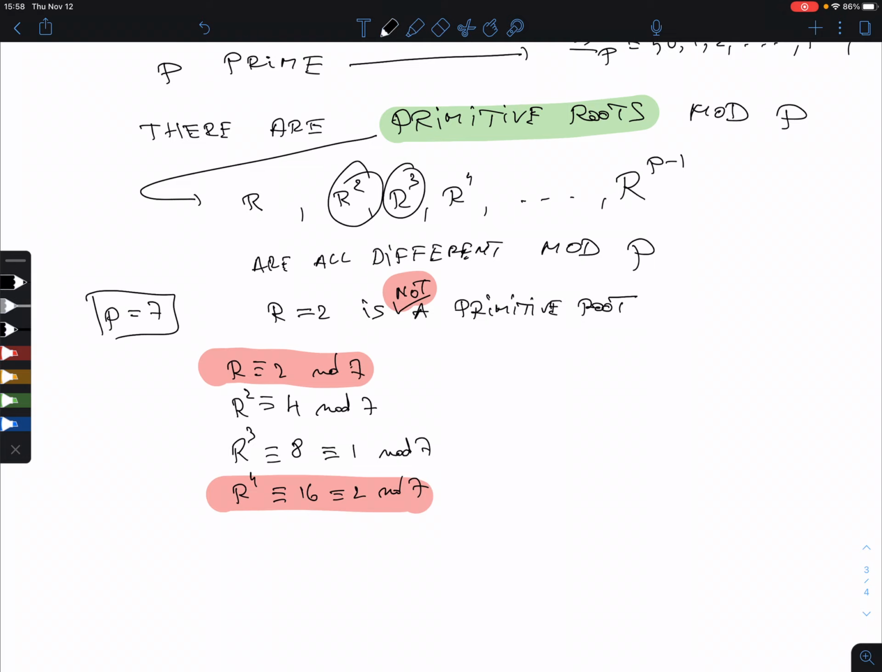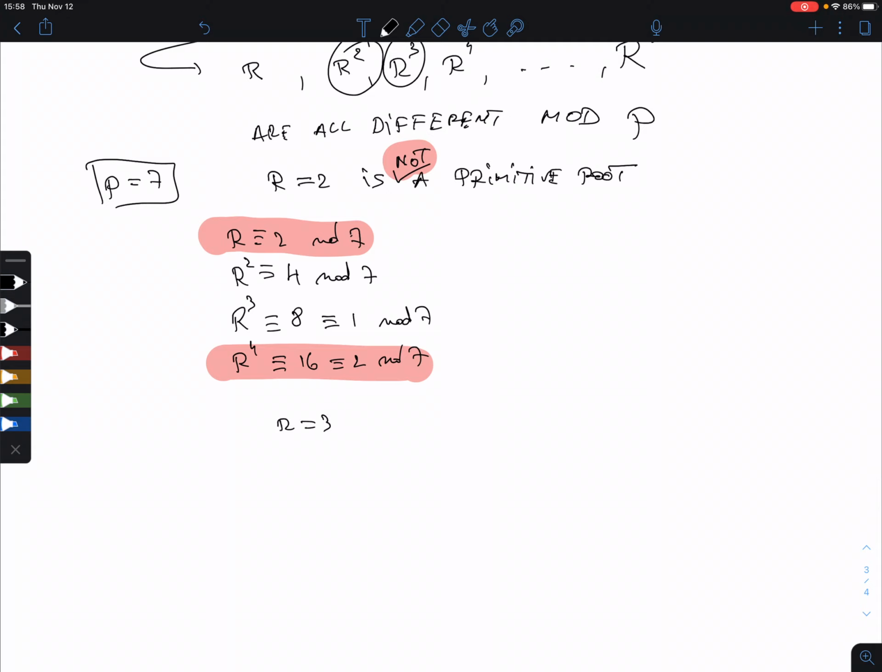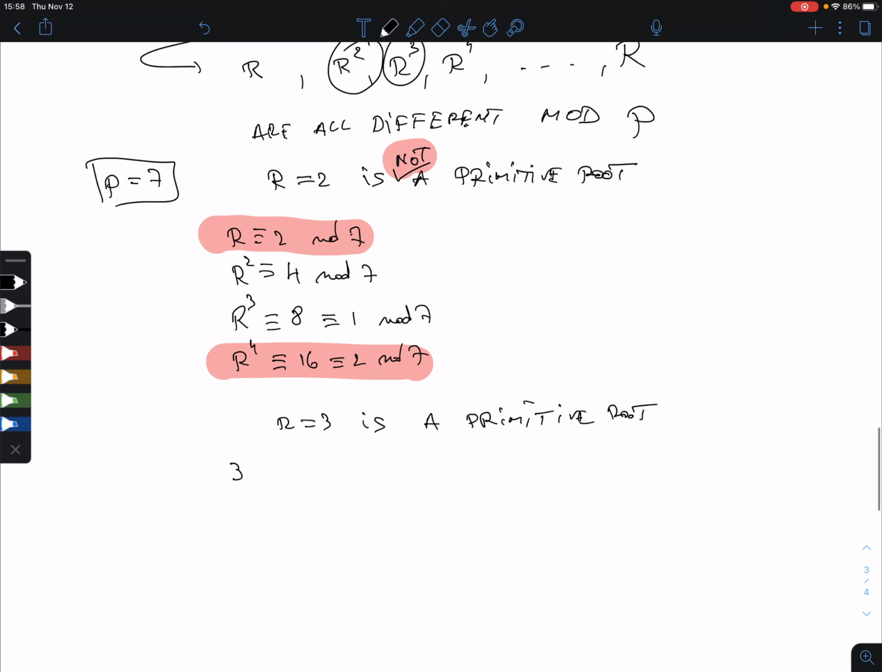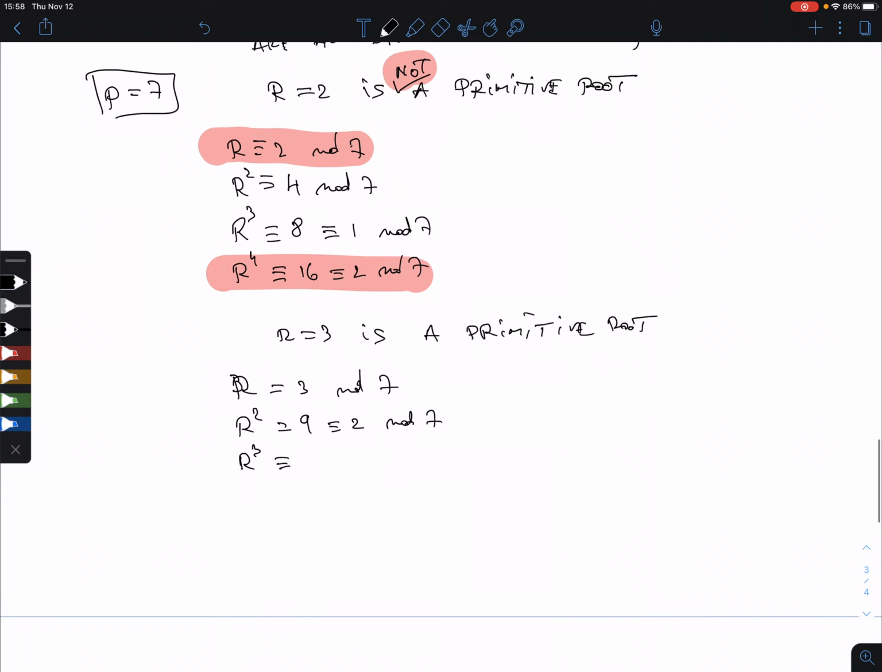Normally, if I take random, so let's take, what about R is 3? Is it a primitive root or not? Let's verify this. I should have put a question mark there, right? So how do you verify this? Well, we look at all the powers of 3 now. R is 3 mod 7. R squared is 3 squared, 9, which is the same as 2 mod 7. What is R cubed? Well, you could say it's 27, but you could also say, how do I go from here to there? By multiplying with R, by 3. So let's also multiply with 3 here.